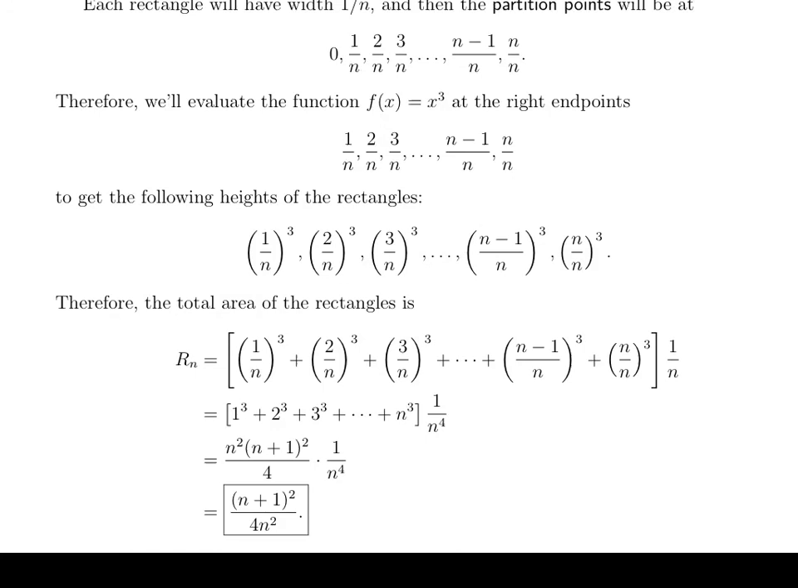So what this represents is the area under the rectangles made by choosing the heights to be the right endpoints using n equal-sized subintervals.